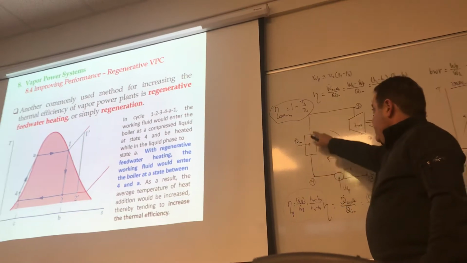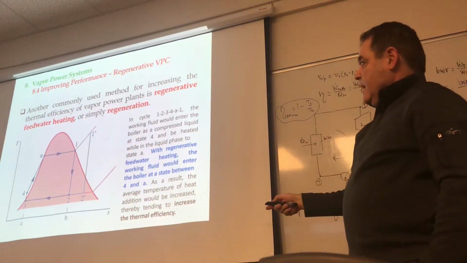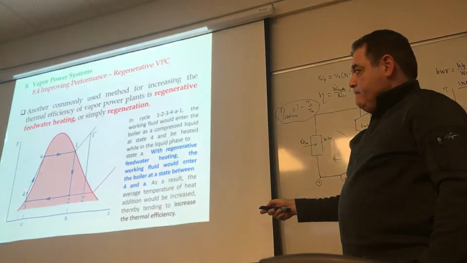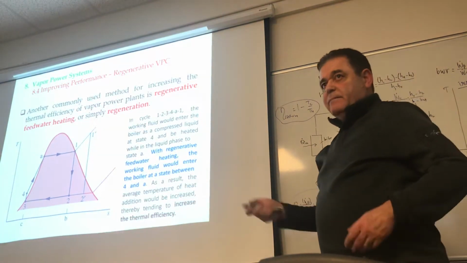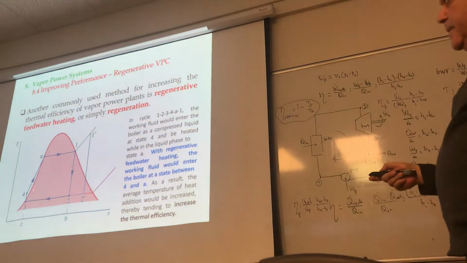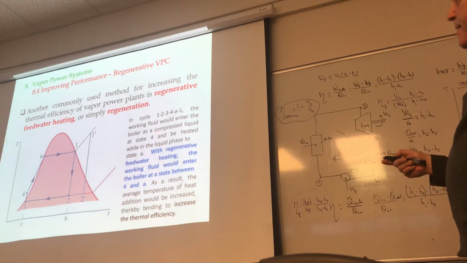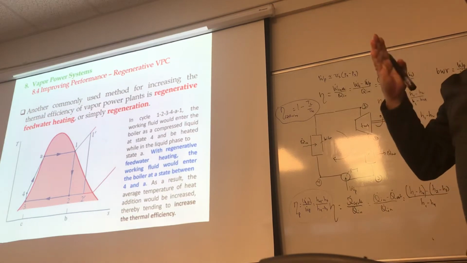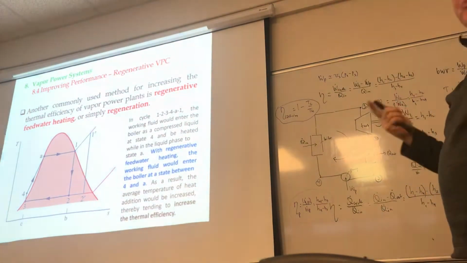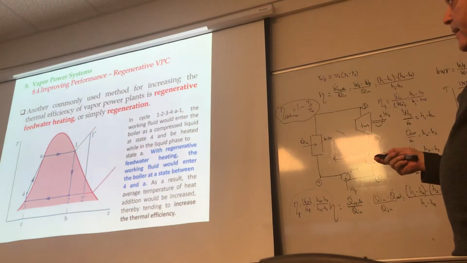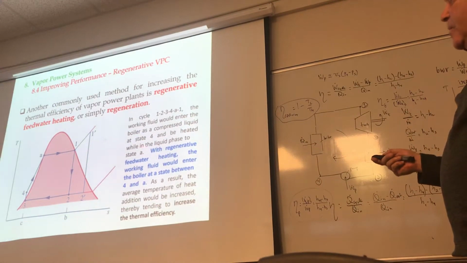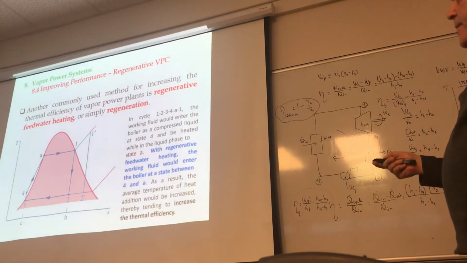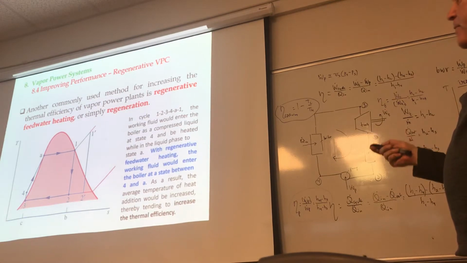Right? And between 4 and A, what state is the water in there? It's compressed liquid, right? We usually call it liquid, but it's compressed liquid nonetheless. It is compressed liquid until you get to state 4, where it becomes kind of liquid, or saturated liquid, if you will. And then it is heated while in the liquid phase to state A, okay? So this is where the regenerative vapor power cycle comes into play.